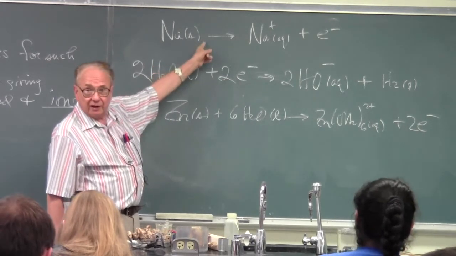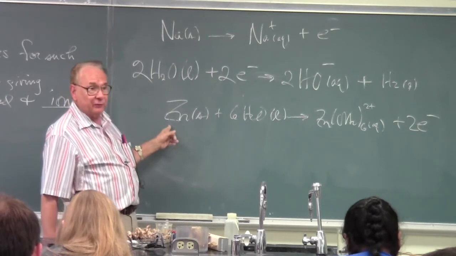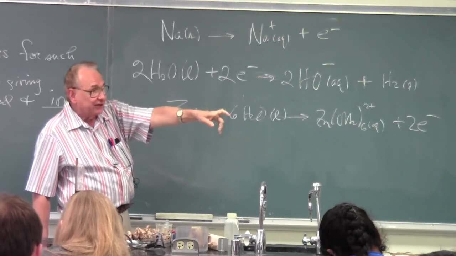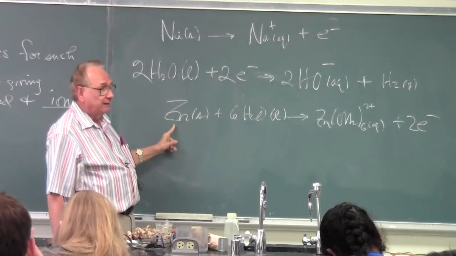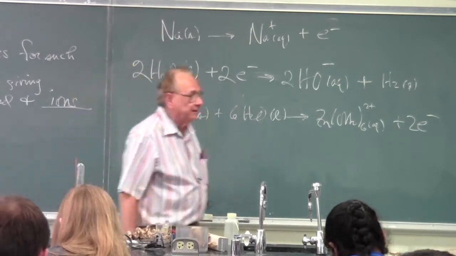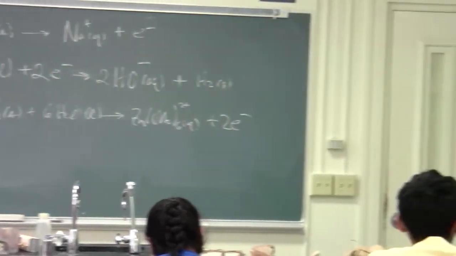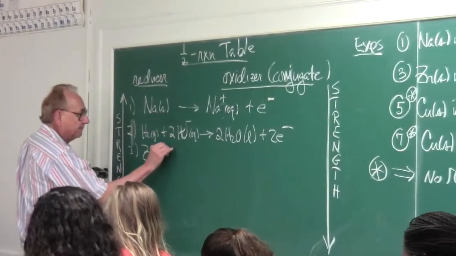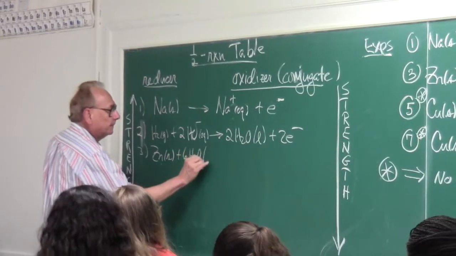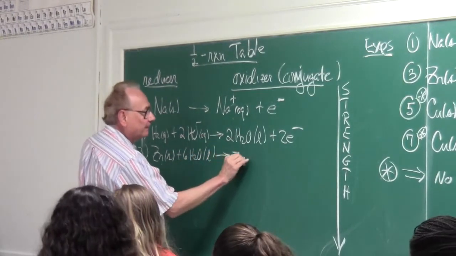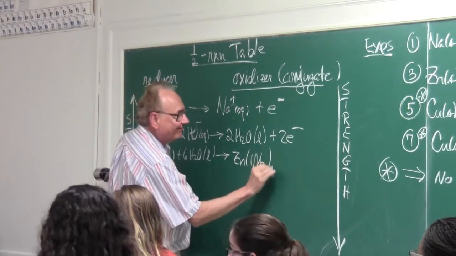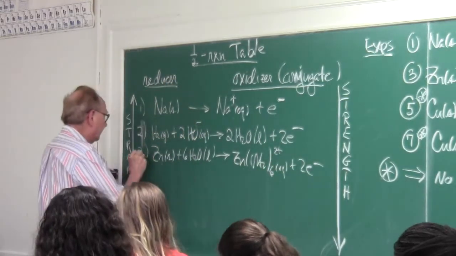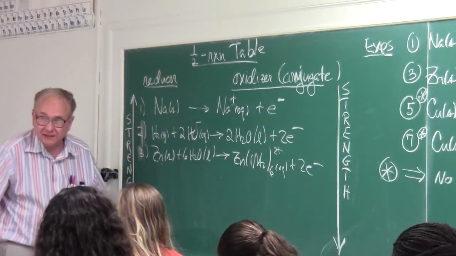Hey, sodium reduces water readily. Zinc does nothing. So I know zinc is a weaker reducer than water. That means this half reaction has got to be underneath the sodium half reaction in the table. And if zinc does nothing with water, then it's got to be underneath number 2. You see how this table is beginning to develop?